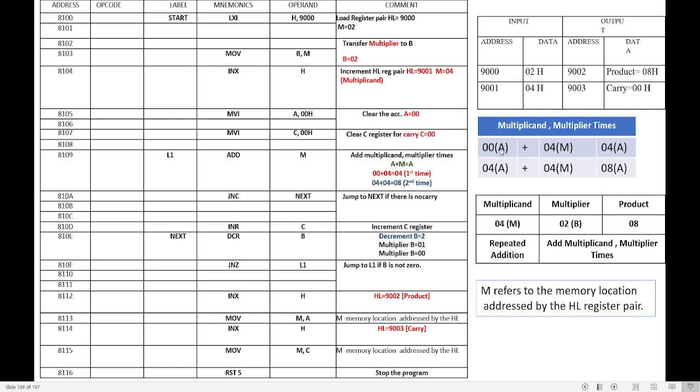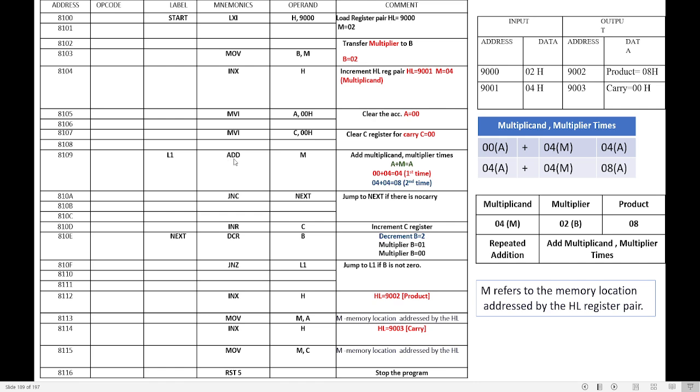My A value is ready with 00. My multiplicand is ready, it is 04. My multiplier is sitting in which register? B register, which is 02. Now what am I going to do? I am going to do my first step. What is my first step? Add A with M. Right?